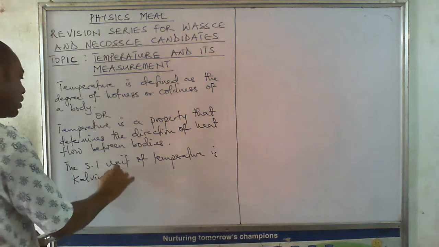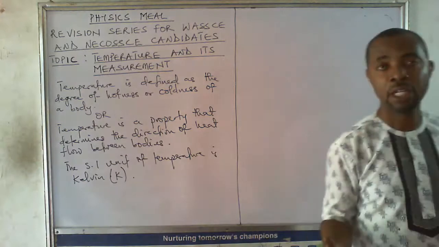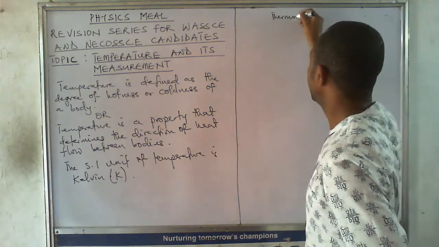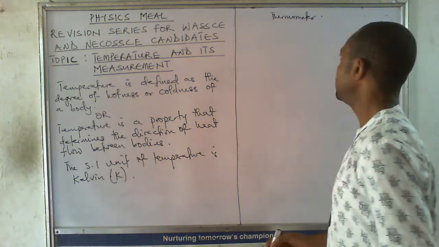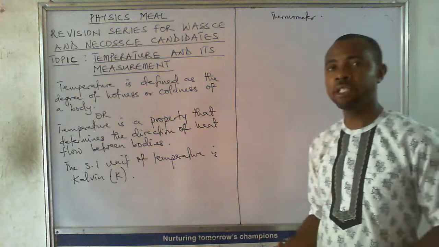It's Kelvin. That's the SI unit of temperature. And the instrument we use in the measurement of temperature is the instrument we call what? Thermometer. The instrument we call thermometer. So thermometer is used in measuring temperature.